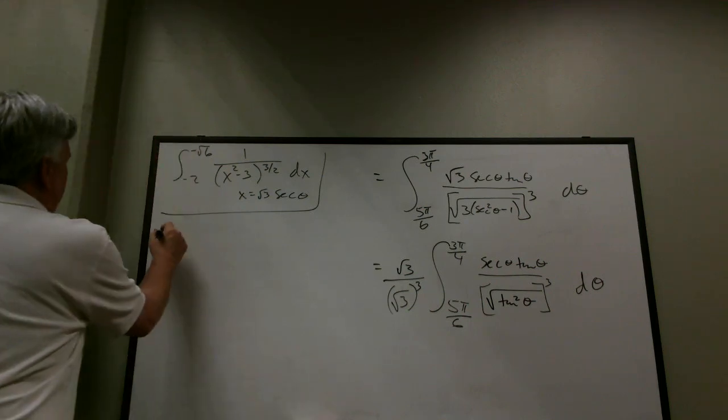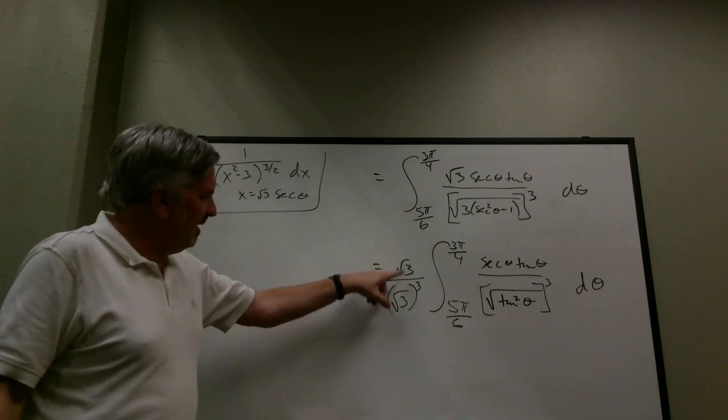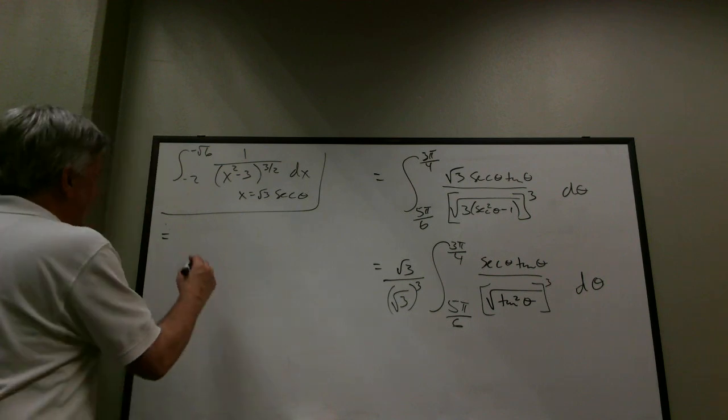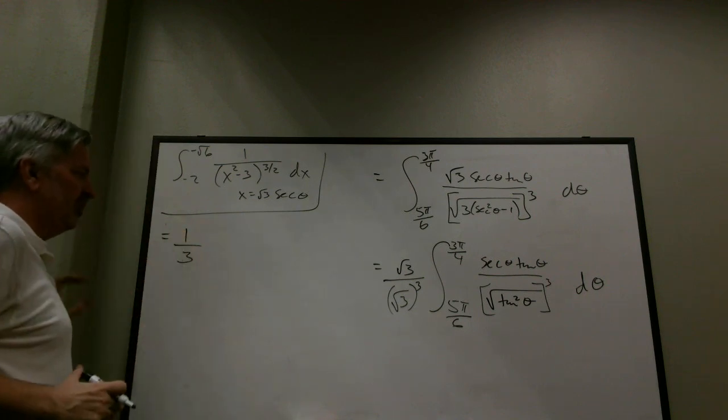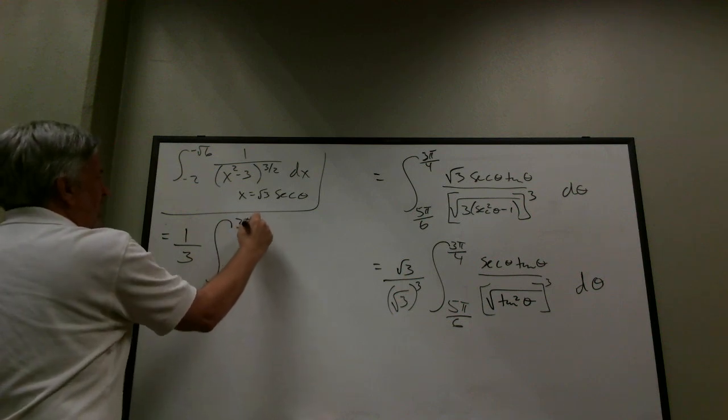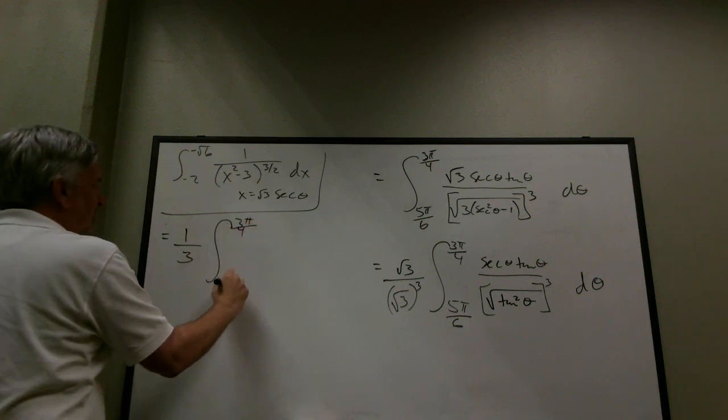So I'll continue over here. So we have a root 3 and a root 3 squared, so one of the root 3's cancel. You're left with a root 3 squared in the denominator, so it's 1 over 3. Root 3 squared is 3. Okay, so that's good. Then we still have the 3 pi over 4, 5 pi over 6.